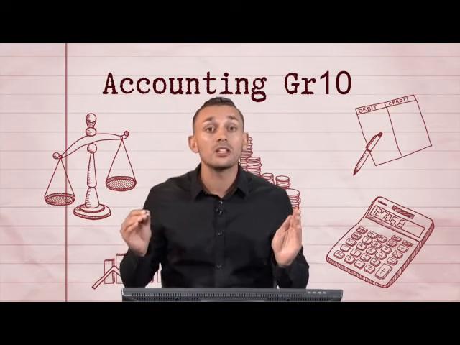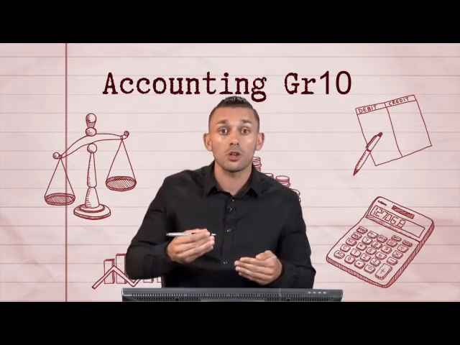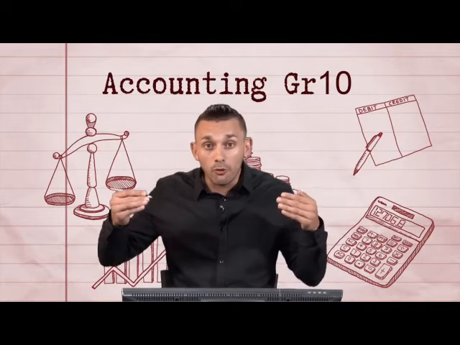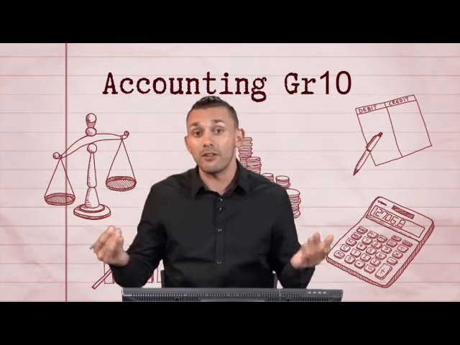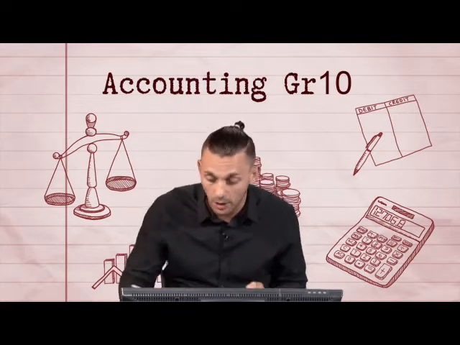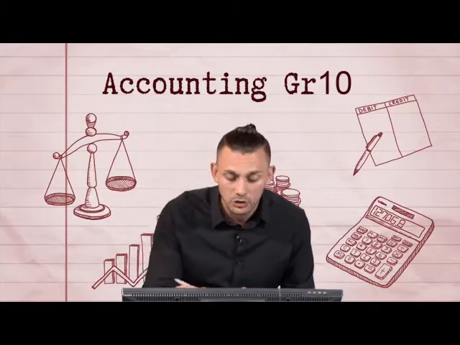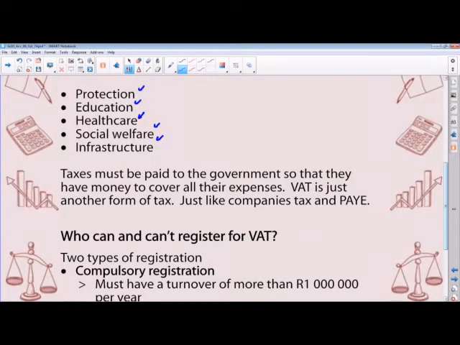Now, again, we're focusing strictly on VAT today, but know that there are different forms of taxes which form part of the government's revenues, and this VAT is almost the second biggest source of income to the government. Now, let's quickly continue with what you need to know under VAT. Taxes must be paid to the government so that they have money to cover all their expenses. VAT is just another form of tax, just like the companies pay tax, and you, once you're going to get a job, you'll pay certain tax.